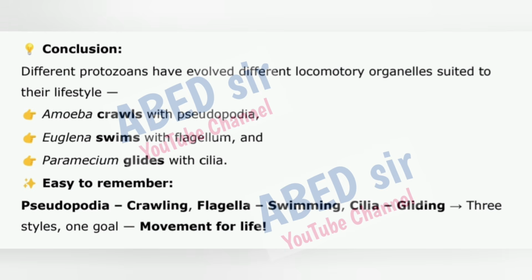Conclusion. Different protozoans have evolved different locomotory organelles suited to their lifestyle. Amoeba crawls with pseudopodia, euglena swims with flagellum, and paramecium glides with cilia. Easy to remember: pseudopodia crawling, flagella swimming, cilia gliding. 3 styles, 1 goal: movement for life.